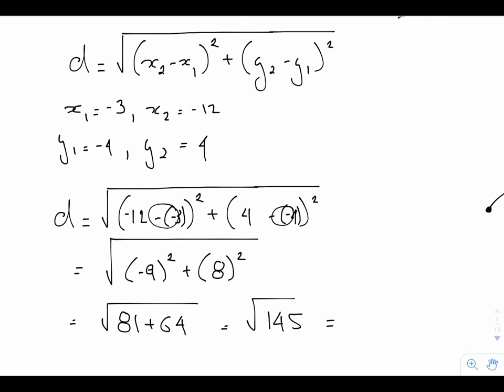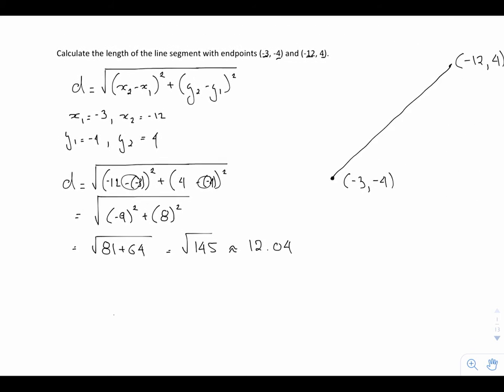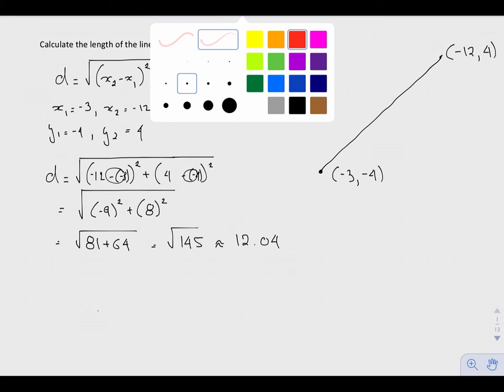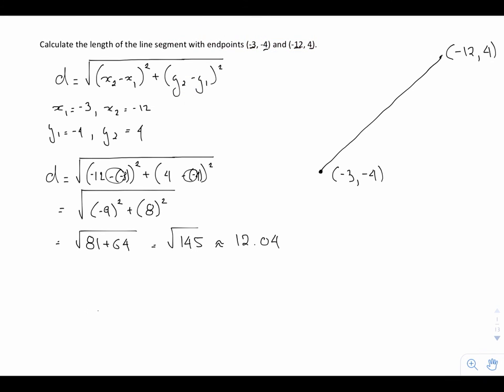which if I do it on my calculator, plug it in, instead of doing an equal sign, I'm going to get an approximate answer, and that is 12.04. So there you have it. There's your basic length of a line segment given endpoints. And what, again, we're calculating is the distance between one endpoint and the other.